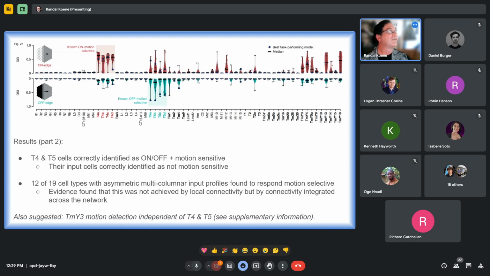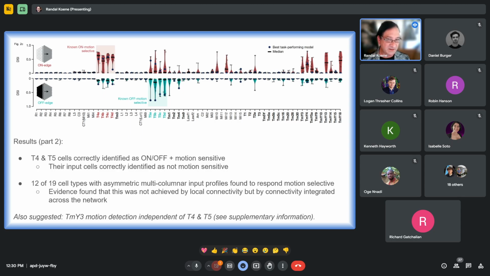Figure 2c here shows us the test used to identify cell types that are directionally motion sensitive, in addition to being contrast sensitive. So not just sensitive to the contrast, but also motion in a certain direction. The motion sensitive cells included 12 of 19 that have asymmetric multi-columnar input profiles. And they mentioned that because these asymmetric multi-columnar input profiles, receiving input from columns around a specific column in an asymmetric fashion, should make such cells able to pick up on direction-specific changes in space and time. Among those were the T4 and T5 cell types that are the main focus of the paper.